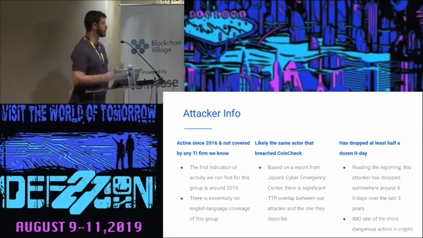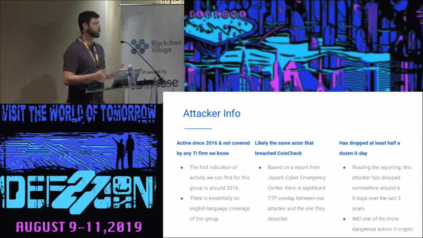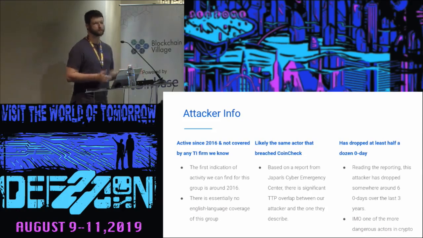So let's talk about the attacker a little bit. Number one, based on open source reporting, we think they've been active since about 2016. We know they're not covered as a named group by any of the threat intelligence companies that we've talked to. Some cover them as unknown or unattributed groups in some ways, but no one has named coverage of this group. We think this is the same firm that breached CoinCheck.